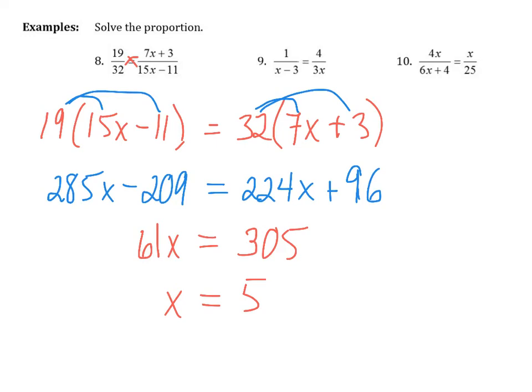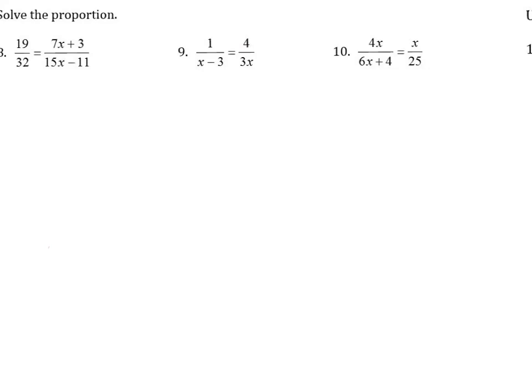Now, for 9 and 10, it's going to be the same setup. You're just going to have to go through and cross multiply. All right, just remember, use parentheses around these terms so that you distribute through both of them. And remember that x times x is going to give you x squared. I'm not going to go through all the work for 9 and 10, but for number 9, x should equal 12. And for number 10, x equals 16.